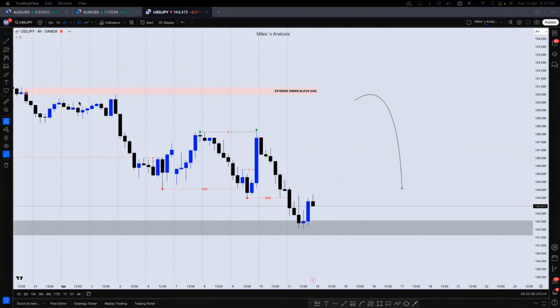And this one, you may think it's an inducement as well. But if you look closely, everything is inside this candle here. So it's not an inducement. So yeah, there's no inducement. And if there's no inducement, there are two possible things you can do.